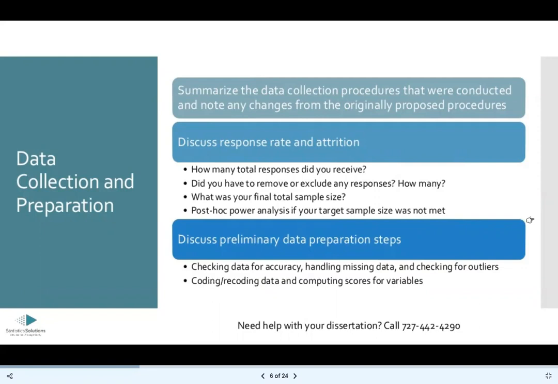In this section, in addition to discussing changes, you'll also want to talk about the results of your data collection. So how many participants did you end up getting from your study? What was your response rate? And you want to also discuss any attrition in your sample. So you'll want to discuss things like the total number of responses you received.